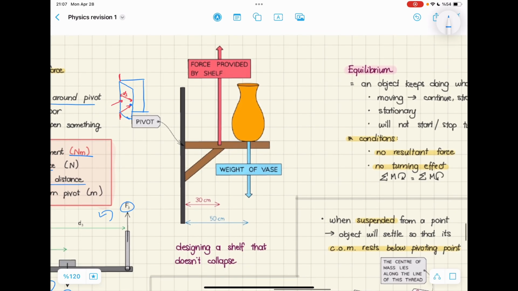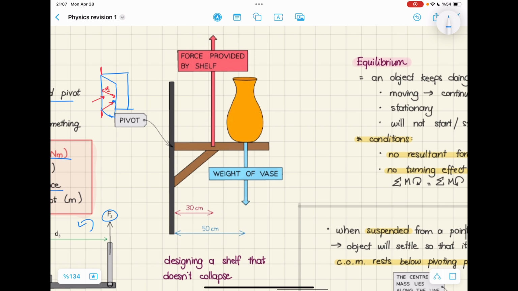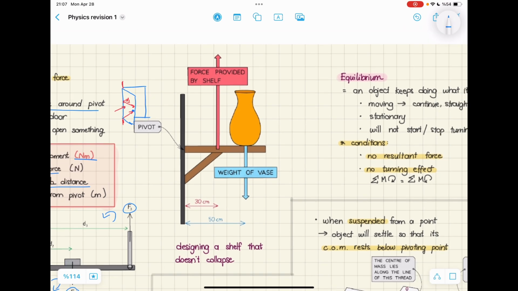So force provided by shelf. This is a very typical problem as well: designing a shelf that doesn't collapse. So you basically need to see how it will work. This is the pivot, and the weight of the vase is trying to push it down, while the force provided by the shelf is trying to keep it up. So you have different distances. It's going to be force provided by a shelf times 30 equals the weight of a vase times 50.